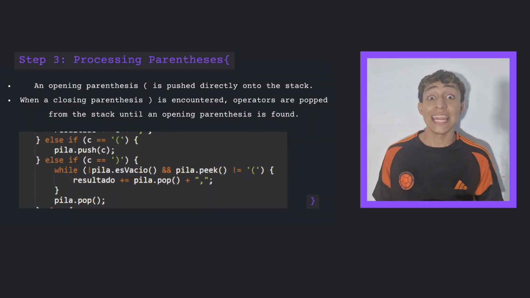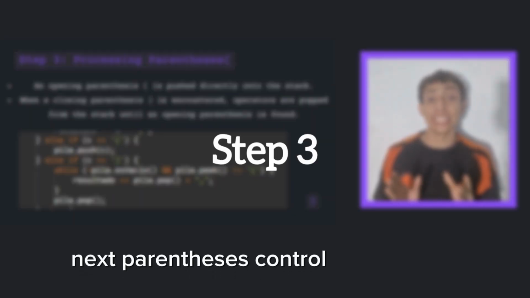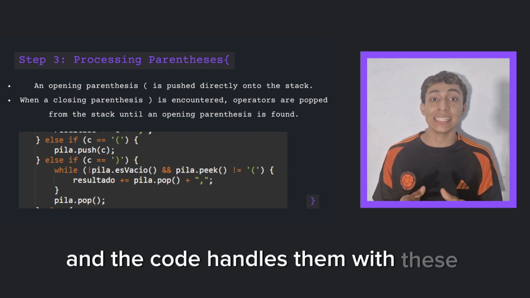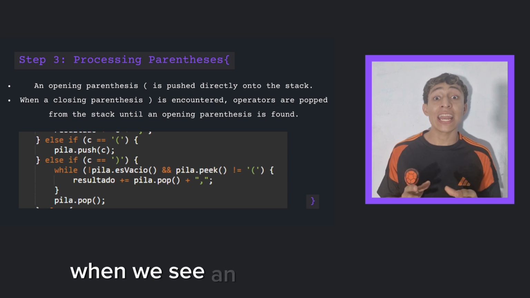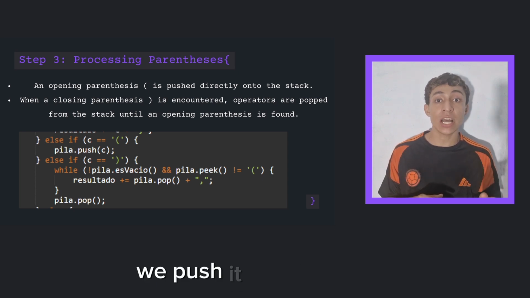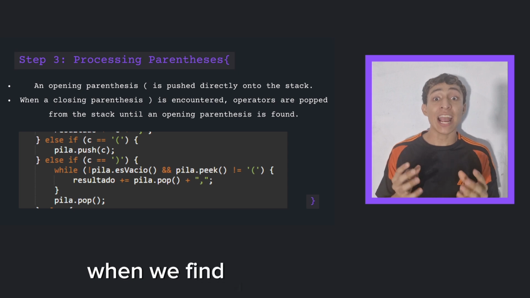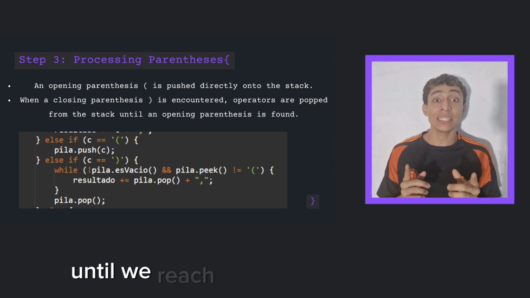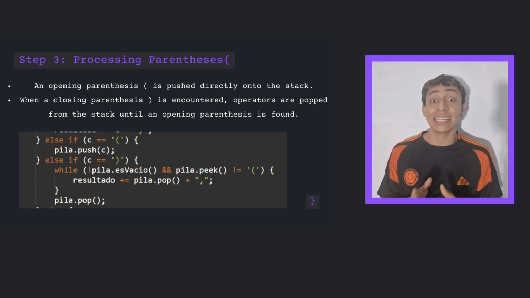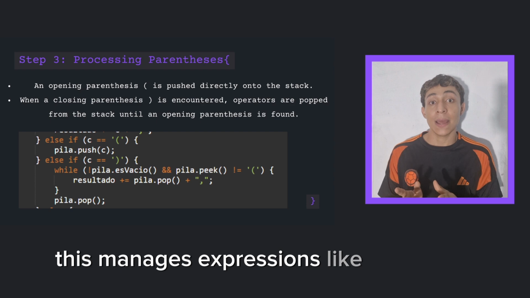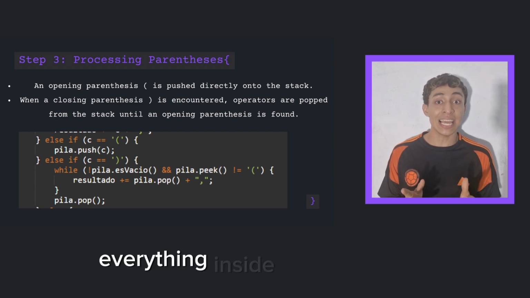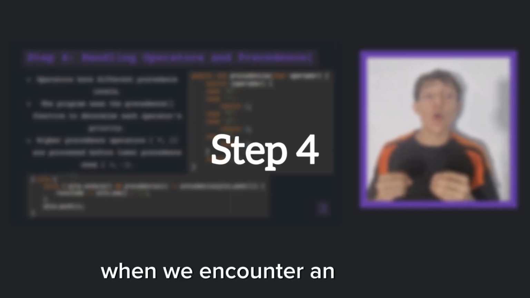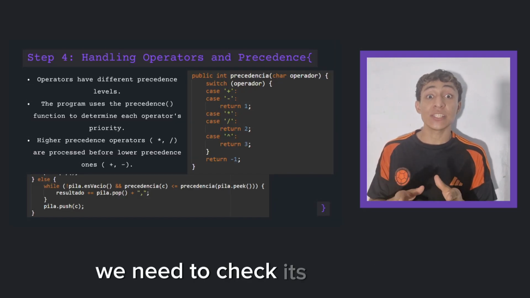Next, parentheses control the order of operations, and the code handles them with these lines. When we see an opening parenthesis, we push it onto the stack. When we find a closing parenthesis, we pop all operators from the stack until we reach the opening parenthesis. This manages expressions like this by making sure everything inside the parentheses is processed first.